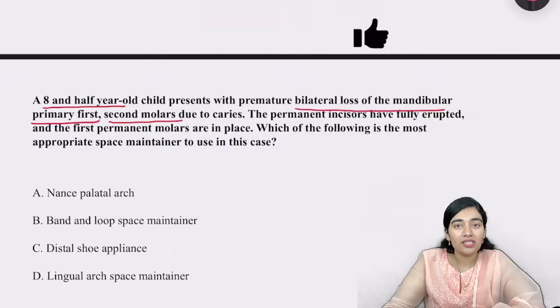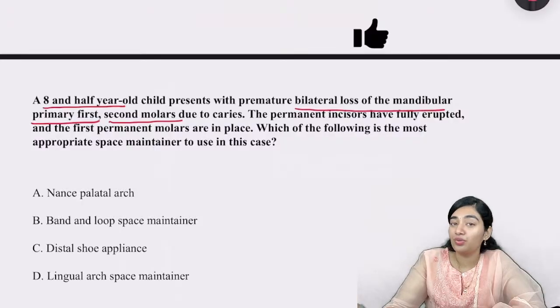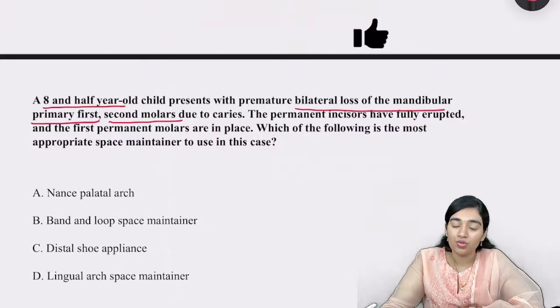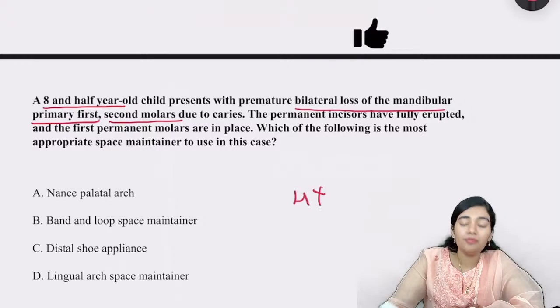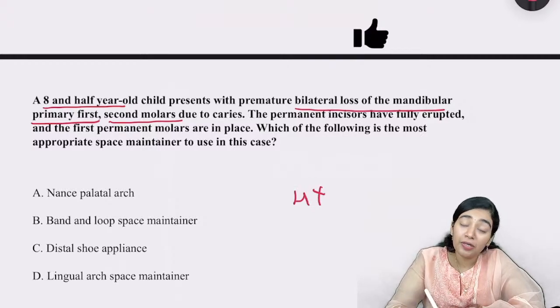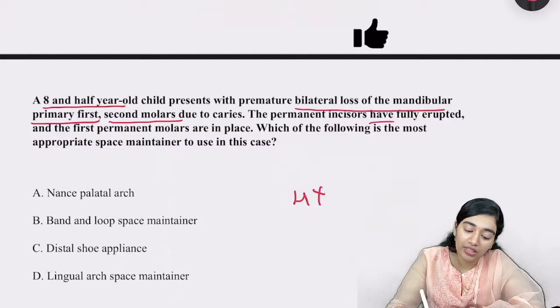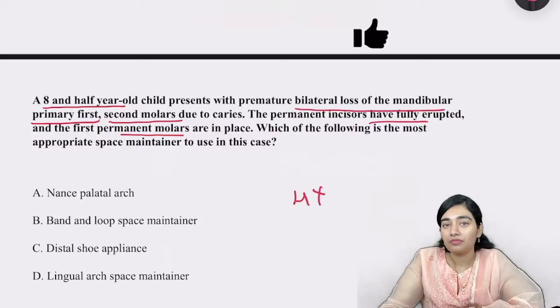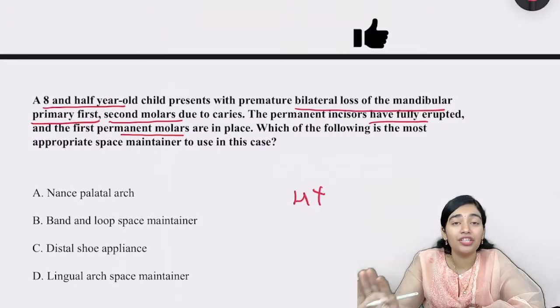By FDI notation, what are the teeth that are missing? In the mandibular arch on both sides, the first and second molars have been extracted or lost due to caries. That means 74, 75 and 84, 85, all four primary molars, are lost. So that makes four teeth missing. Then the permanent incisors have fully erupted and the first permanent molars have also erupted. That is our third point that we need to note.